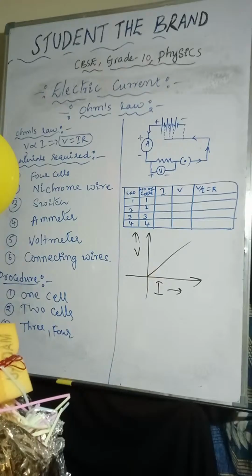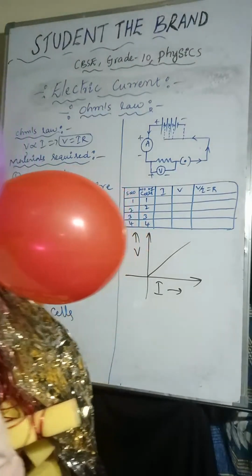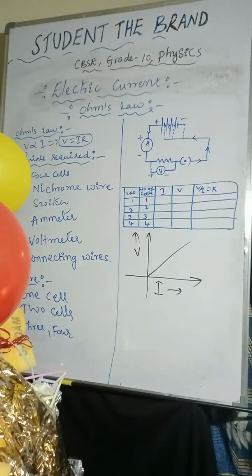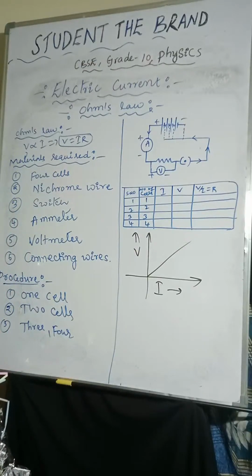Ohm's law is nothing but at constant temperature. Okay, so the conductors which obey Ohm's law, those are called ohmic conductors. The conductors which do not obey Ohm's law, those are called non-ohmic conductors. So once again, check here.